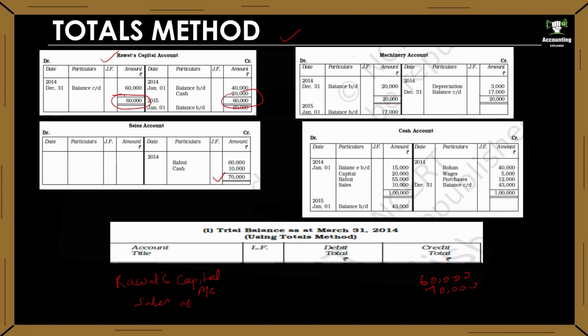Next, machinery account. It's an asset, so it will have a debit balance. Total is 20,000. So, machinery account 20,000 will be written on the debit side. Next, cash account. Cash account is also an asset, so it will have a debit balance. So, take only the total of the cash account, and the total will be written on the debit side. This is how a totals method of trial balance will be prepared. In this method also, the trial balance will be tallied.